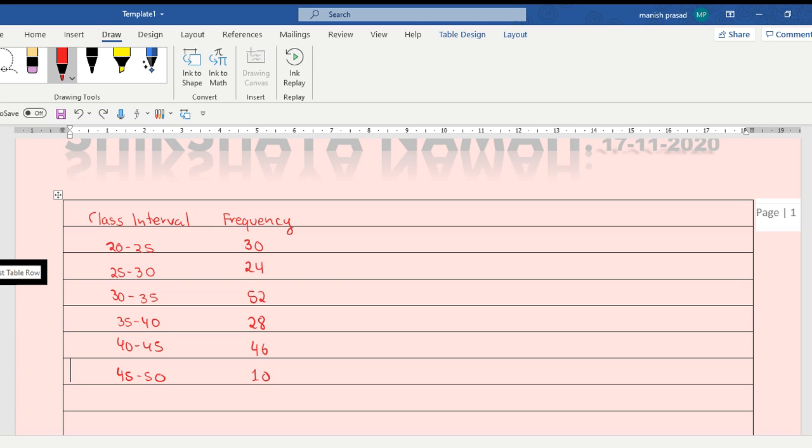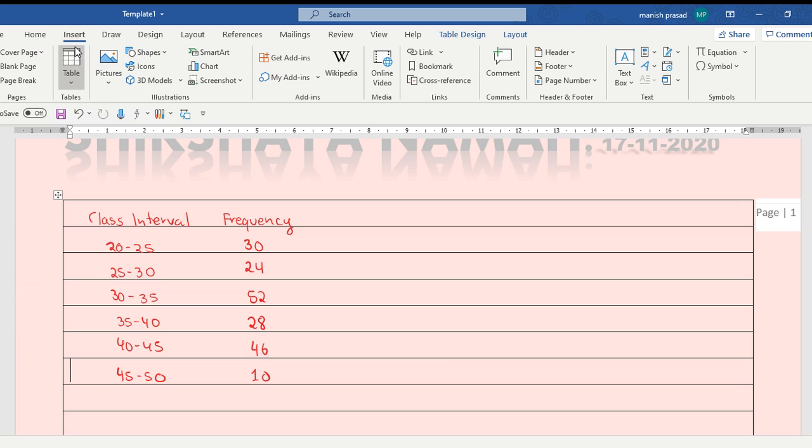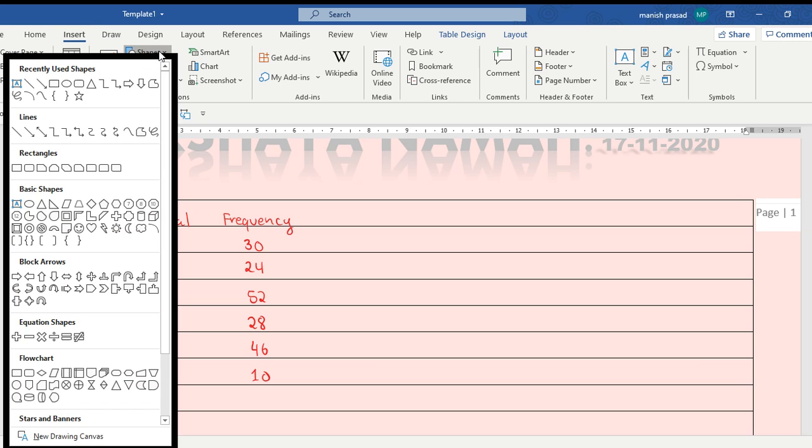Now, on the x-axis, we have our class interval.